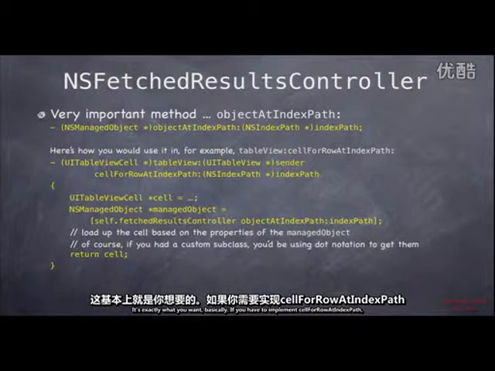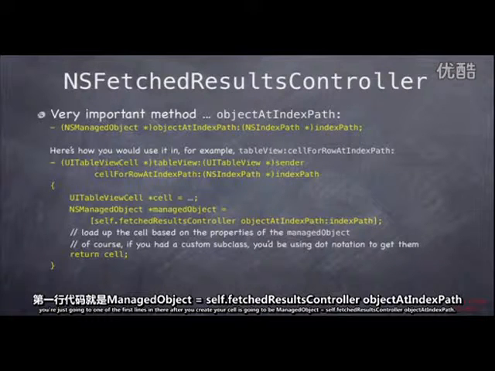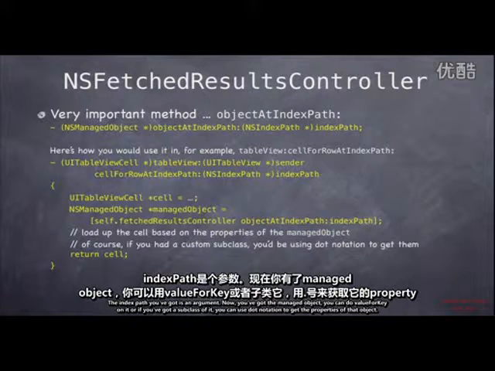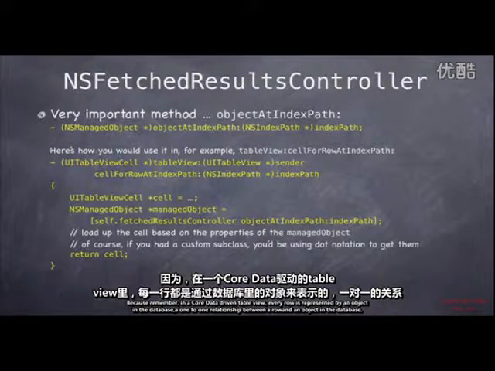So if you have to implement cellForRowAtIndexPath, one of the first lines in there after you create your cell is going to be managedObject equals self.fetchedResultsController objectAtIndexPath, the index path you got as an argument. Now you've got the managed object. You can do valueForKey on it, or if you've got a subclass of it, you can use dot notation to get the properties of that object. Because remember that in a Core Data driven table view, every row is represented by an object in the database. Okay? A one-to-one relationship between a row and an object in the database.